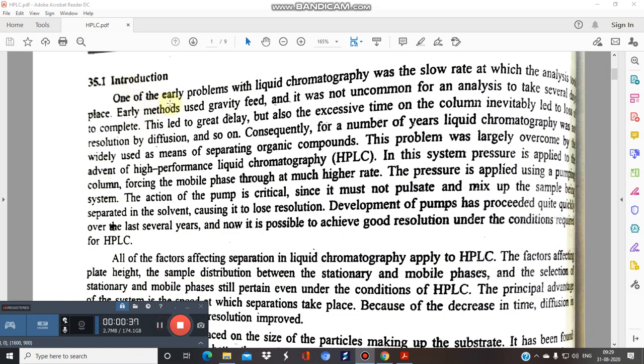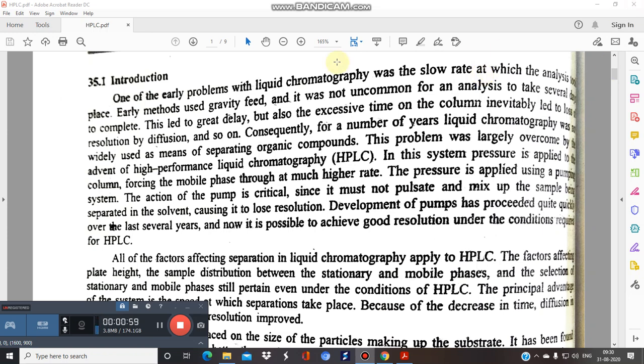So just see the introduction part. On the early problems with liquid chromatography with flow rate, and we know, because we have covered column chromatography, the earlier column chromatography is the gravity column chromatography. So the flow rate is very slow, and again it will take several days or several months to obtain particular results.